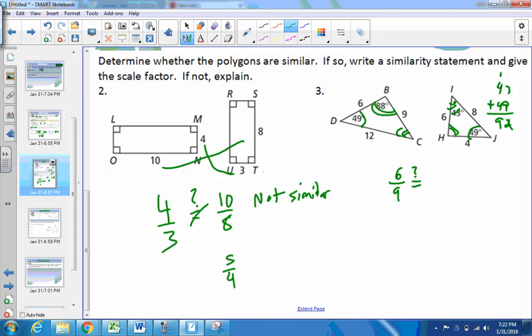Let's see opposites again. 8 would have to go with the opposite of this one, so it would be 12. Okay, so far those are the same. And then that would mean that 4, hold on now. Yep, 8 would go with 12, and 4 would go with 6. Let's just reduce those and see that this would be 2/3, this would be 2/3, and this would be 2/3. So yes, they are similar. They have the same scale factors, and all the angles are congruent.